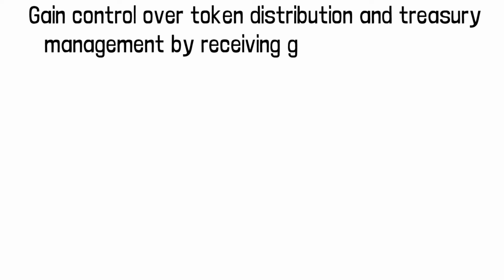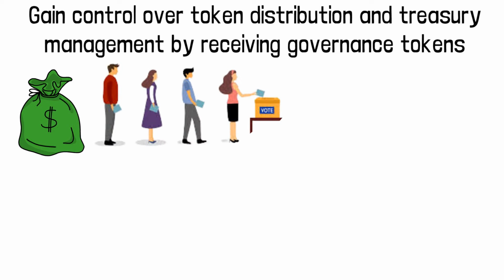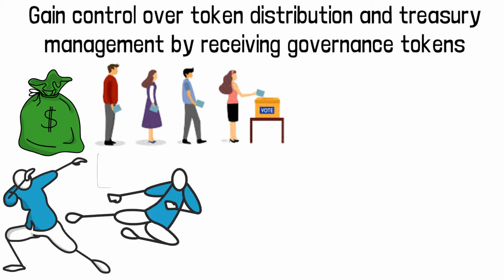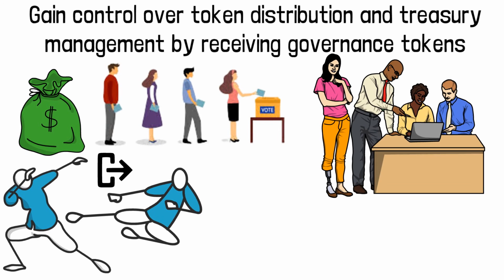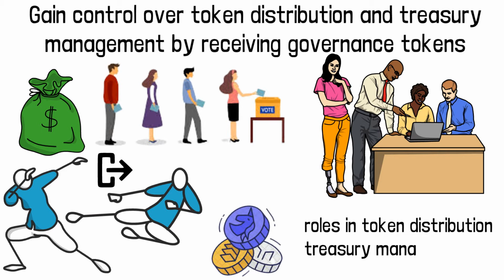Gain control over token distribution and treasury management by receiving governance tokens. As soon as a DAO has sufficient funding, token holders will vote by consensus to make all of the DAO's decisions. As stakeholders in the DAO, community members will then work to achieve the best possible outcome for the entire network. Members can labor for their DAOs in exchange for governance tokens, including roles in token distribution and treasury management, in addition to voting rights.